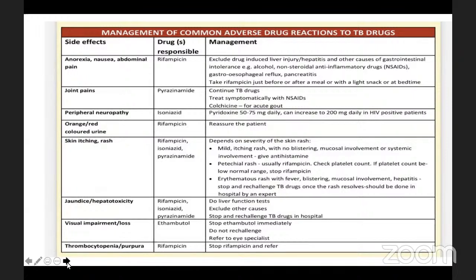All these side effects are on the SA HIV TB hotline. It's an app, you can download it and just read more about it. But it's just important to reassure patients that the side effects they're experiencing are common side effects.